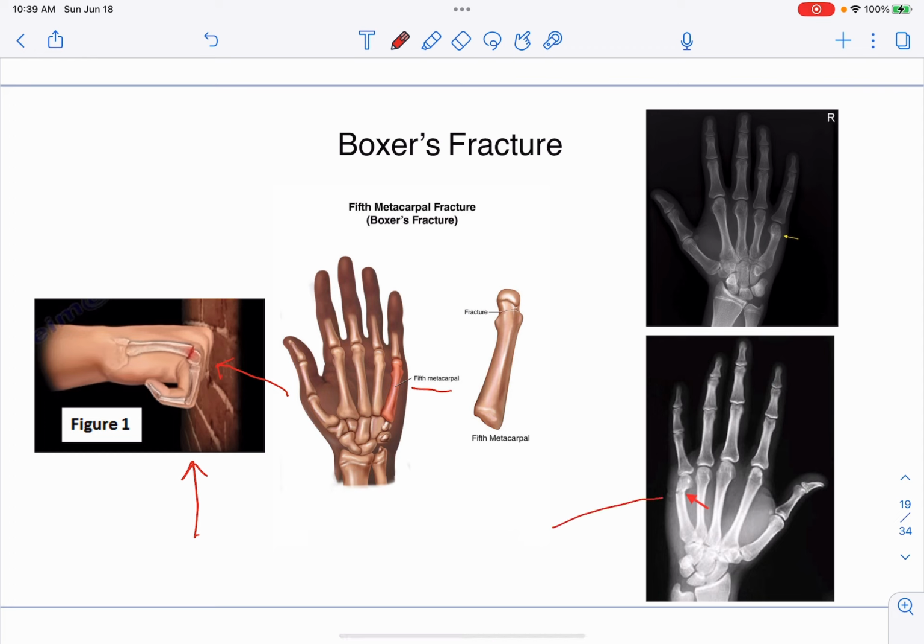So you can see it here on an x-ray. This is a typical example of a Boxer's fracture. Again, this is when you punch something. So if you get angry and you punch a wall or you punch a locker or whatever it is, and I'm using these examples because my son has done all of those. I think he's had 3 Boxer's fractures to date.